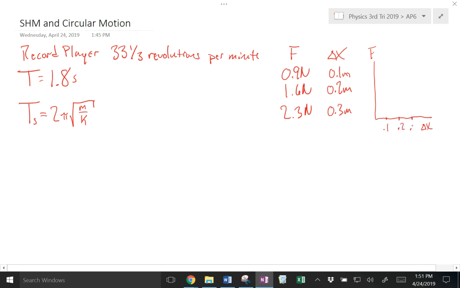This isn't Desmos, I'm just drawing it. But if you actually Desmos it, see what kind of a value you get for k. And then once you've got that k, check it with your buddy.